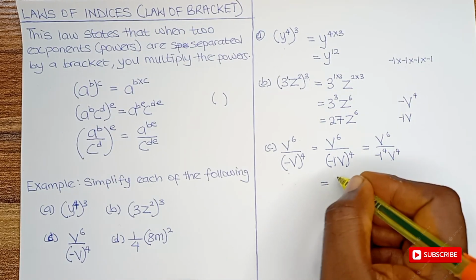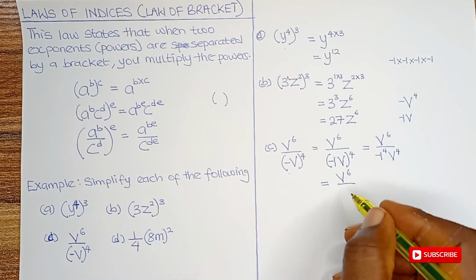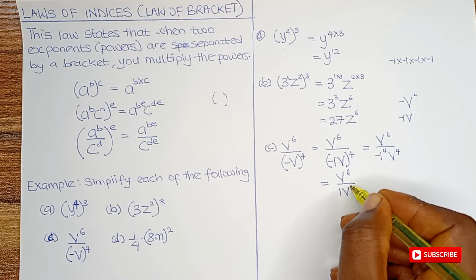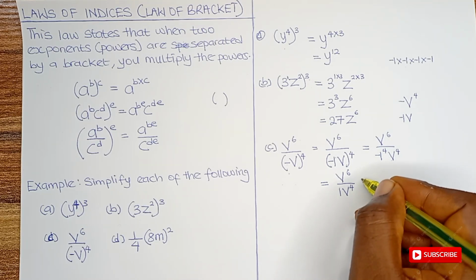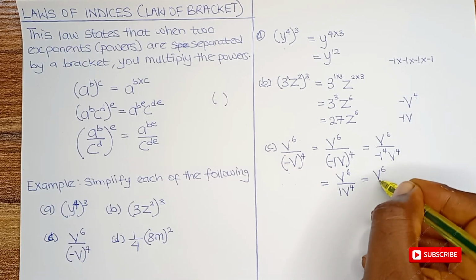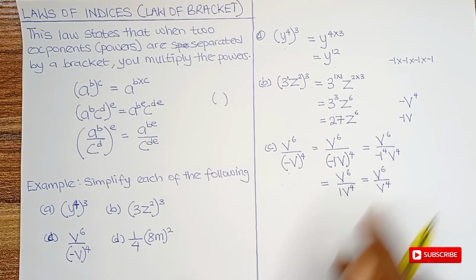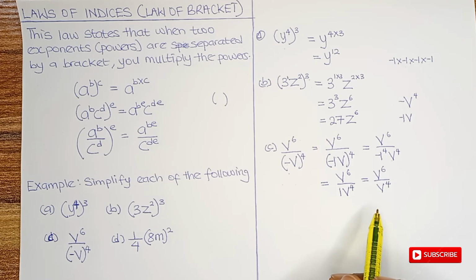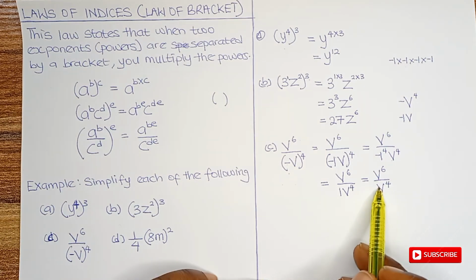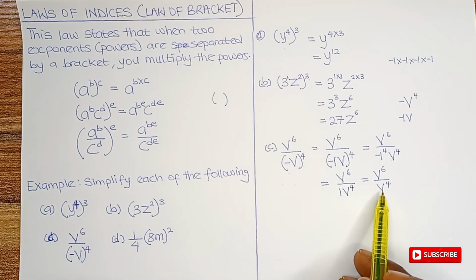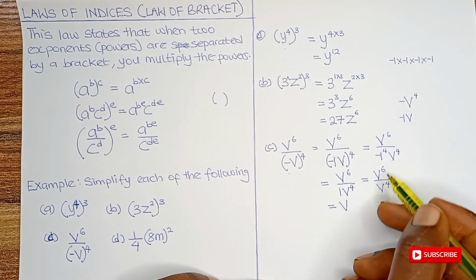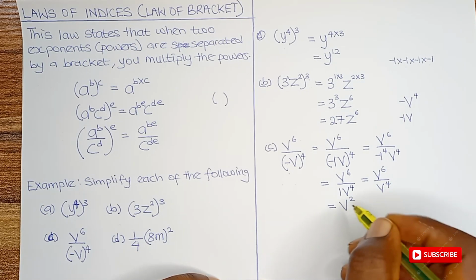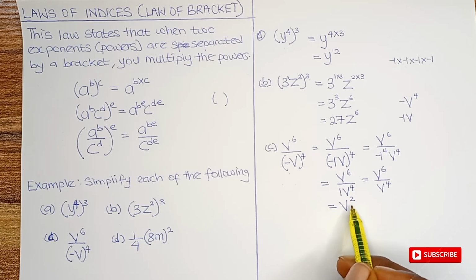So we will have v to the power of 6 all over 1v to the power of 4. And we know that 1v to the power of 4 is the same thing as v to the power of 4. So our answer will be v to the power of 6 divided by v to the power of 4. But we can still simplify further. How do we do that? We can use the law of subtraction. When two exponents with the same base are dividing each other, you subtract the powers. This means our final answer will be v to the power of 6 minus 4, which gives us 2. So here we have v to the power of 2.